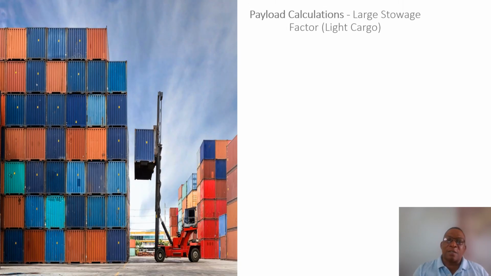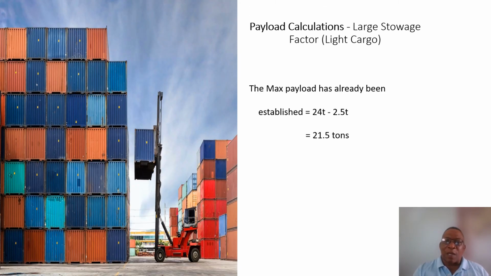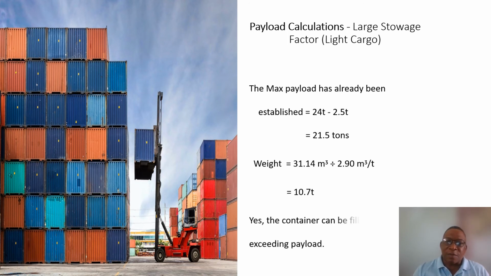Now let us look at the solution. Again, the maximum payload which has already been established for this container is 21.5 tons. The weight is 31.14 cubic meters, and we're going to divide by 2.9 cubic meters per ton, which is the stowage factor for this particular cargo. This time we get 10.7 tons. So the container can be filled without exceeding the payload. As a matter of fact, only approximately 50% of the payload was used.